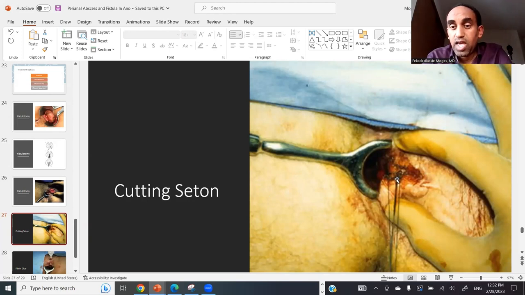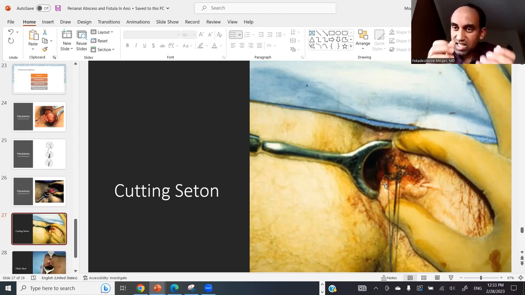The reason why we use a seton is especially if you suspect that the sphincter mechanism is involved, like transsphincteric, intersphincteric kinds of fistulas. If you cut on day one, that means you make the person incontinent, because you are cutting through the sphincter muscle. We are trying to avoid incontinence by doing seton placements.